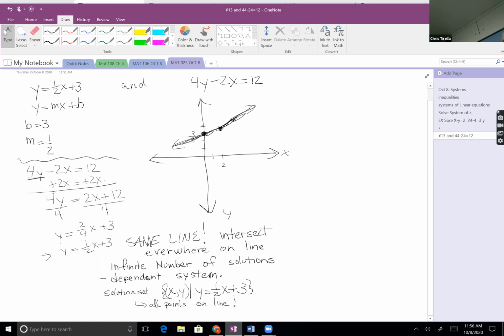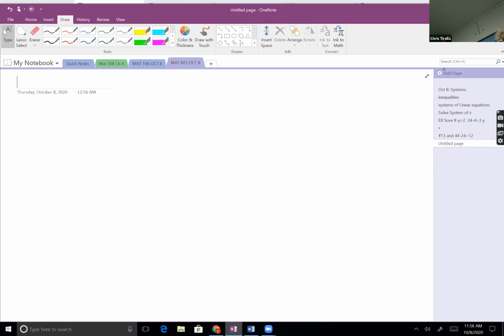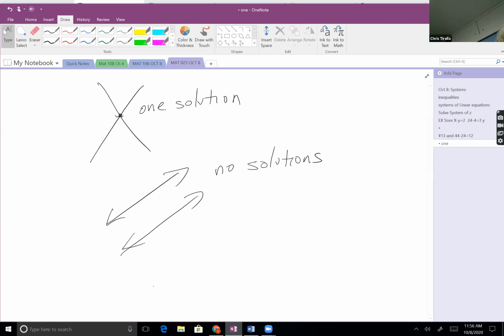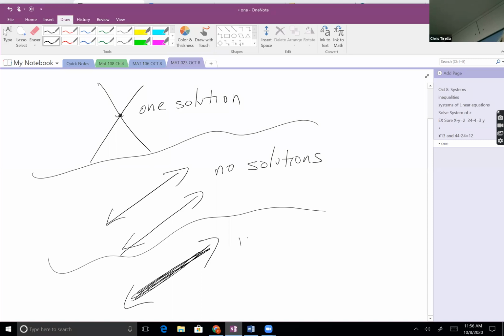Again, if they cross in one point, I'll have one solution. If they're parallel, I'll have no solutions. And if they fall on top of each other and they're the same line, I'll have infinite solutions. All the points on the line.